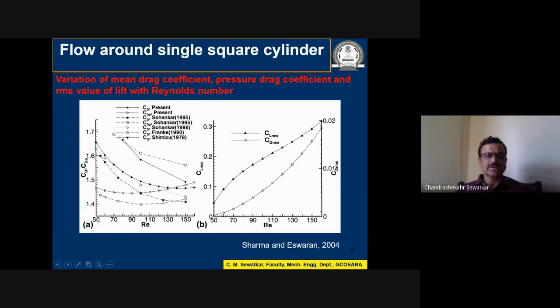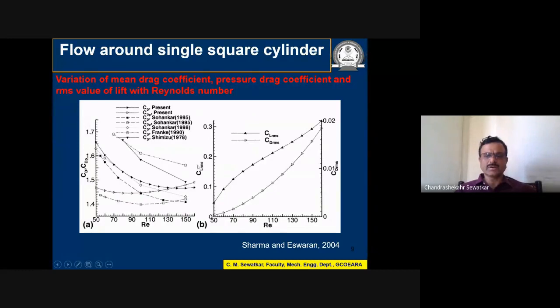You can see with increase in the Reynolds number, there is always reduction in the drag coefficient. These results are provided for Reynolds number up to 150, but beyond 150, the flow becomes three-dimensional, and hence the results are not captured, because these results are captured for the laminar flow. In case of flow around a cylinder, beyond Reynolds number of 150 the flow becomes three-dimensional, and beyond 200, it becomes turbulent.